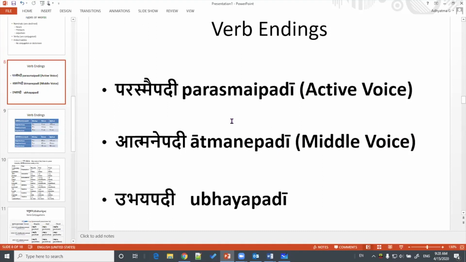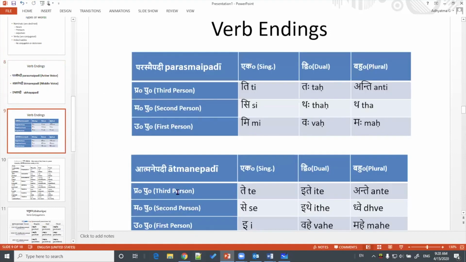So whatever terminology you use, as long as you understand the concepts, it's okay. The concept is that there are two different sets of endings and the sentences are formed exactly the same way, whether you use Parasmaipadi endings or Atmanepadi endings. In our class, we'll use these words, Parasmaipadi and Atmanepadi, just because they are very clearly and distinctly defined. So we'll go into a little bit more detail, what are these endings and how to form these words.